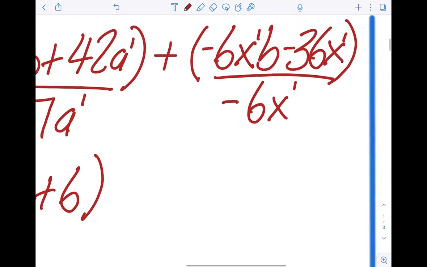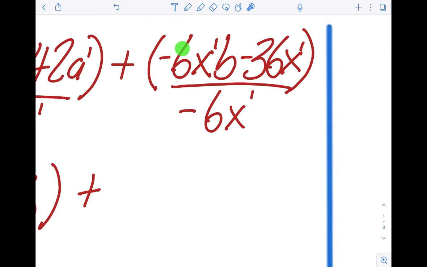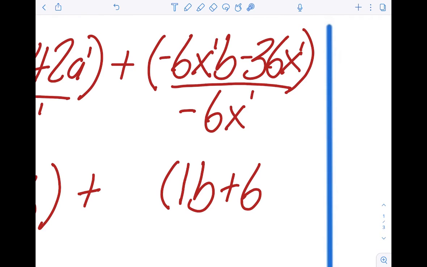So what do we have left? All right, I bring down my plus. Negative 6 divided by negative 6 is just 1. X to the first over x to the first, 1 minus 1 is 0, no more x's, and then I just bring down b. Negative 36 divided by negative 6 is positive 6. And x to the first over x to the first, 1 minus 1 is 0, so no more x's. So I put my negative 6x to the first in front.